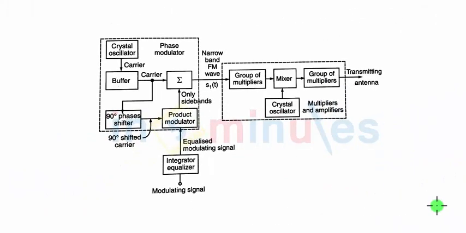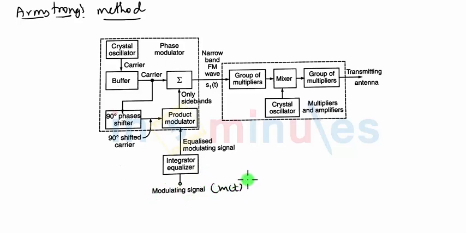So let us continue. This is the block diagram of Armstrong's method that we are discussing. It's an indirect method to generate FM signal. And we have already done one mathematical analysis which you have to remember. So you can see we are applying modulating signal which is m of t in our case from this side. There is integrator equalizer, which in simple words is an integrator. So output of this will be nothing but integration of m of t with respect to time.